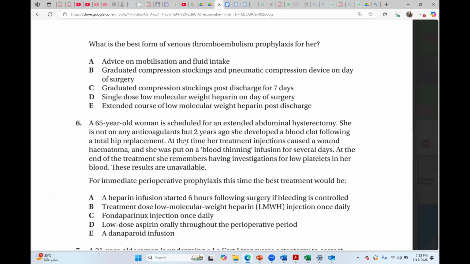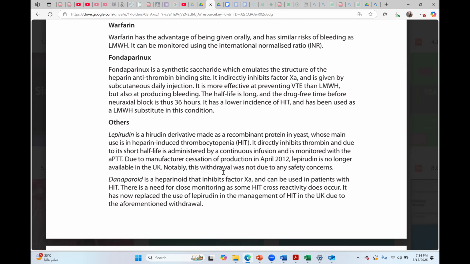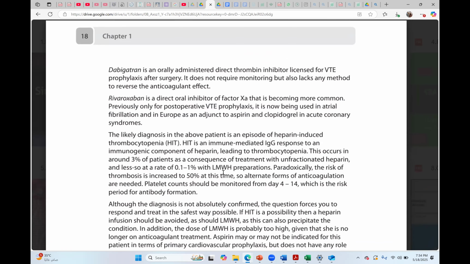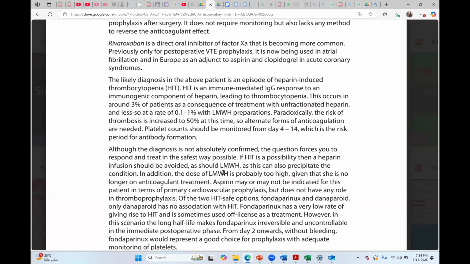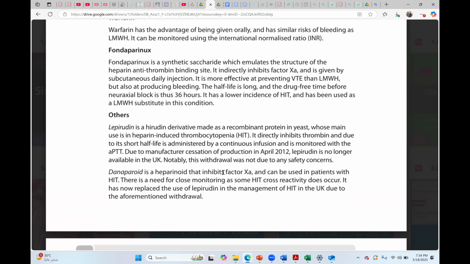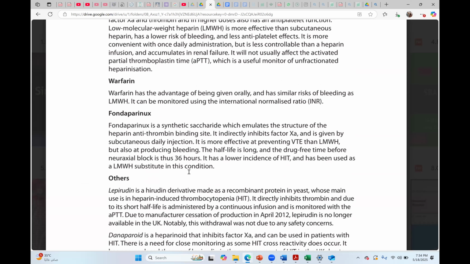Okay, let's review here. This is a 65-year-old woman, post abdominal hysterectomy. So they don't want to give the drug which can cause bleeding; it has an incidence of bleeding. That is why I think they don't choose fondaparinux. Let's see why they chose this one. Just a second, because at this point they have said here, I just want to clarify one thing.